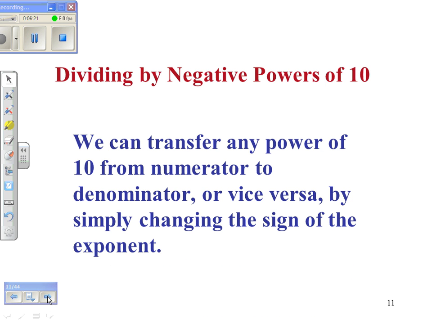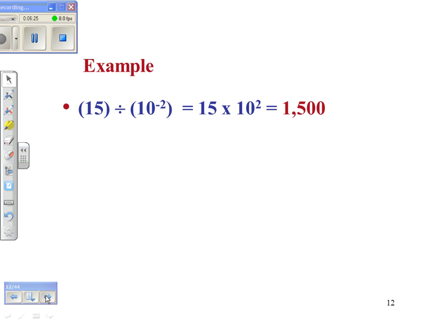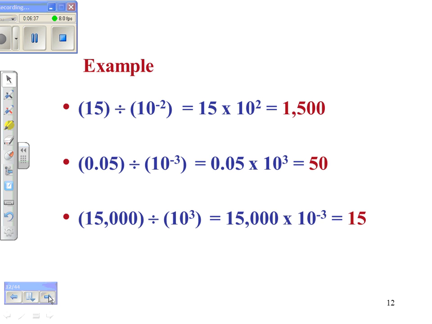Again, divided by negative powers of 10. Nice and simple. 15 divided by 10 to the minus 2 is just like 15 times 10 to the second power. Okay. So it just moves above the line and becomes the opposite sign.